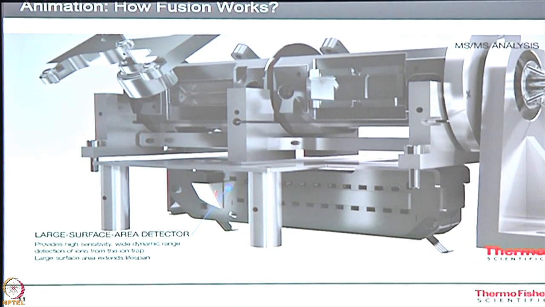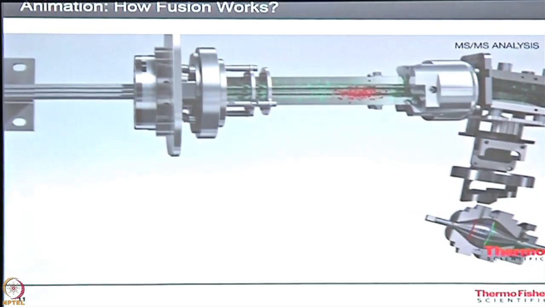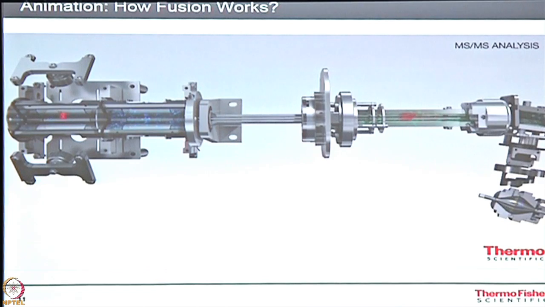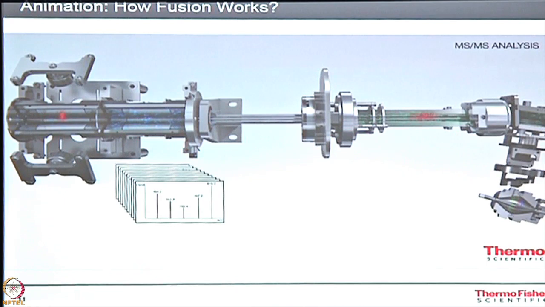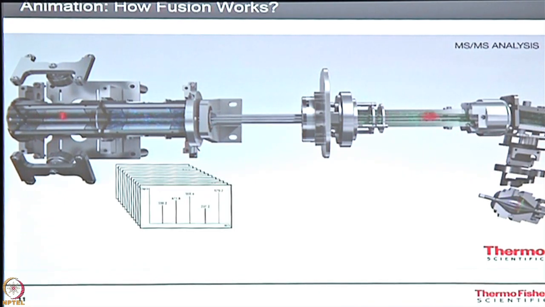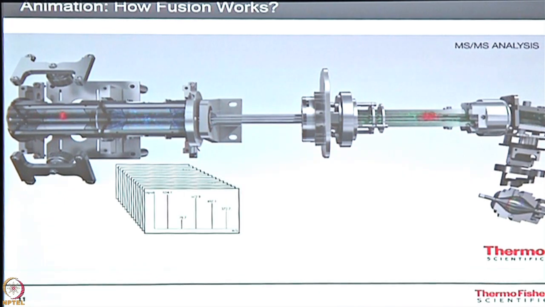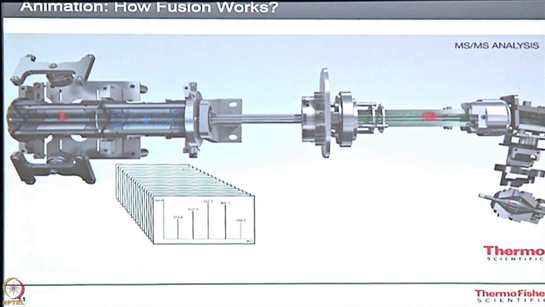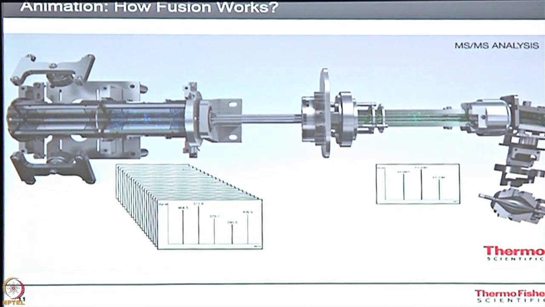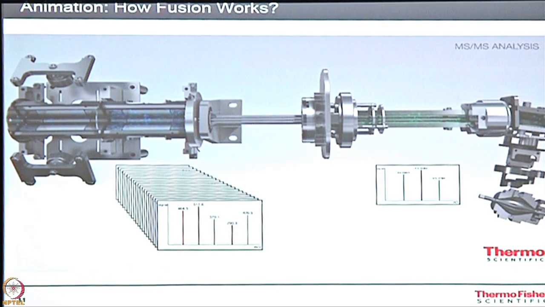Okay, so it's detected here with the large surface area detector. So it's a very parallel reaction, basically going on in parallel. When the first MS, MS1, is going on here, at the same time the MSMS is going on simultaneously. So both detectors are working in parallel. From one MS scan, it can do 20 MSMS. It can select 20 peaks from one MS scan and do the MSMS of those 20.